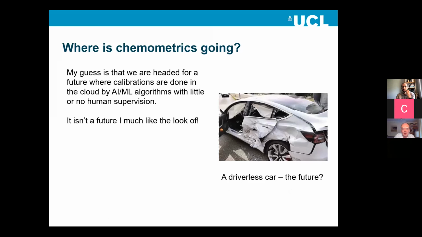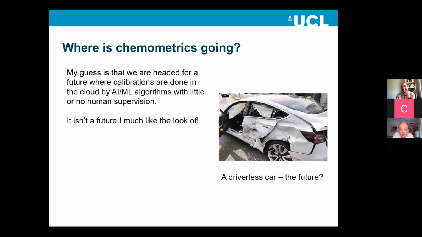Where are we going? Well, my guess is that where we're headed, and I don't like the look of it, is a future where a lot of calibrations are done in the cloud by artificial intelligence algorithms with little or no human supervision. People upload data to the cloud, some algorithm does a calibration, downloads it, and people use it. My car analogy is a driverless car. And there's a bent driverless car without any name to it because I don't want to be sued. But you all know what brand it is.